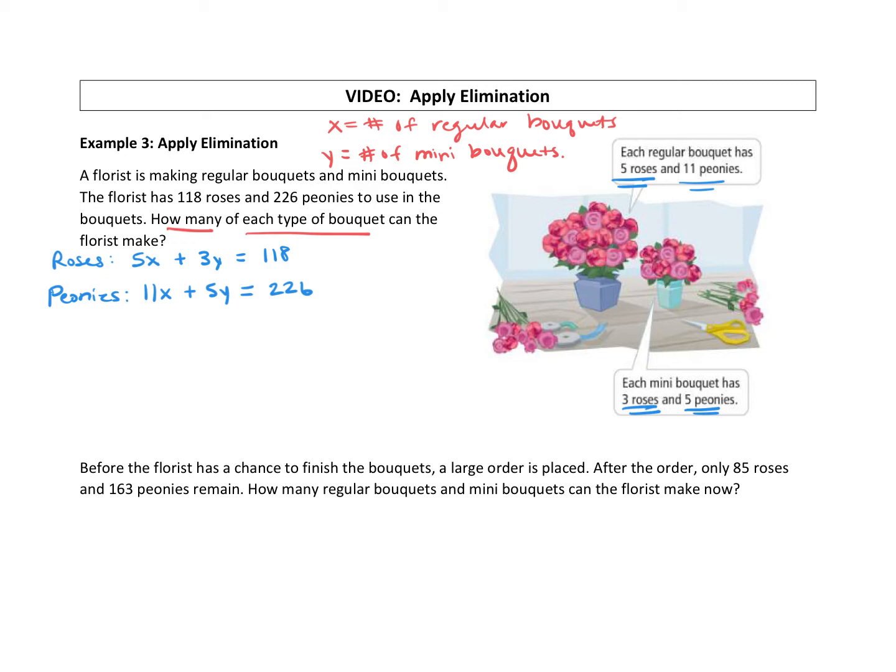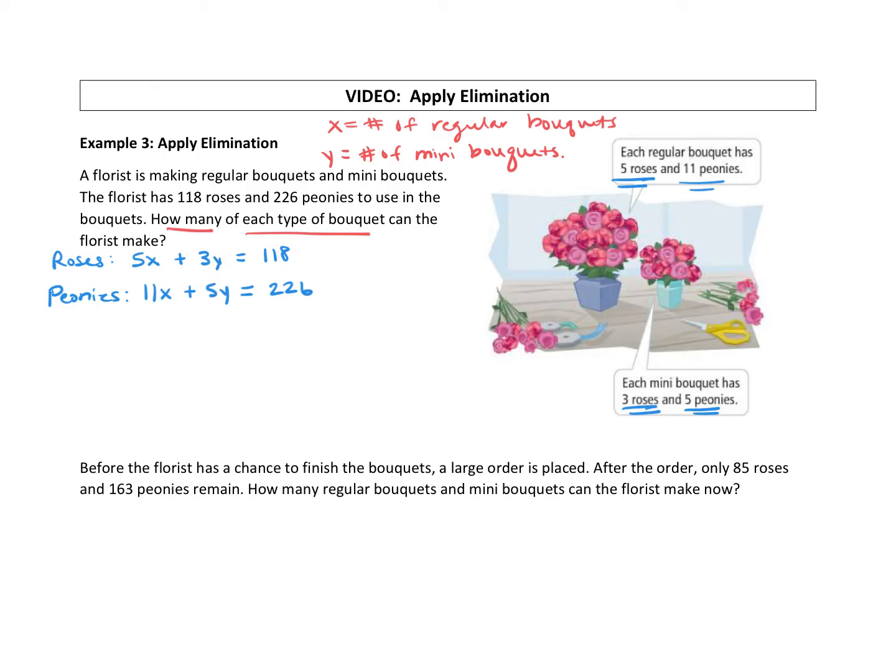Do any variables eliminate right now? Do we have opposite coefficients? 5x and 11x? Nope. 3y, 5y? Nope. All right, so we're going to use multiplication to create equivalent systems that we can solve. So would it be easier to get the x's multiplied up to the same number? Think of what 5 and 11 can both multiply into. The smallest number I can think of is 55.